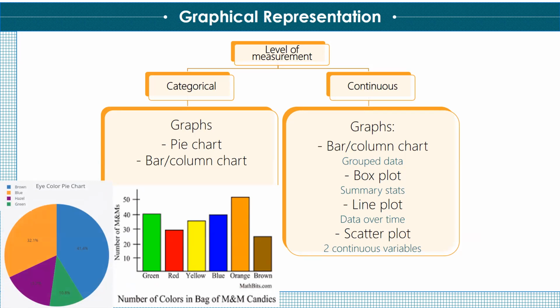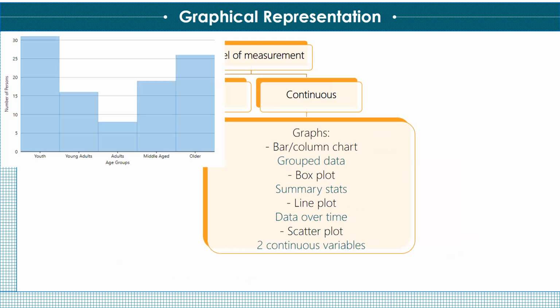Continuous graphical representation can take different forms. We can also use a bar column chart, and this will be specifically appropriate if you've actually categorized your continuous variable, such as in this example, age, which is a continuous variable, has been categorized according to different age categories of youth, young adults, all the way to the elders.